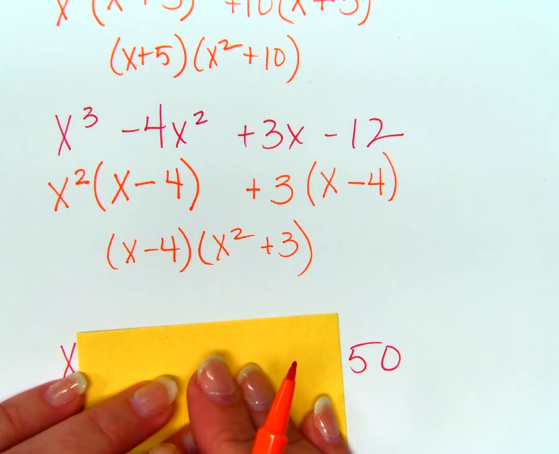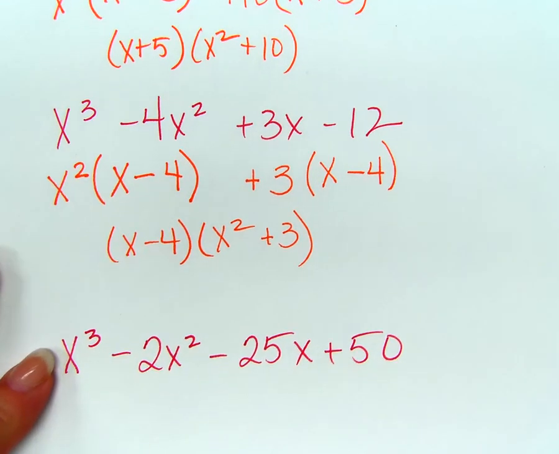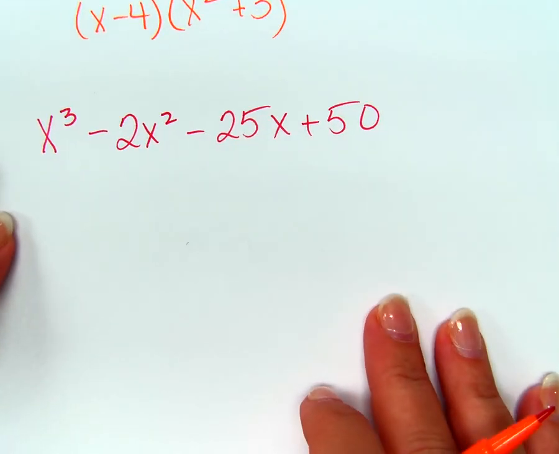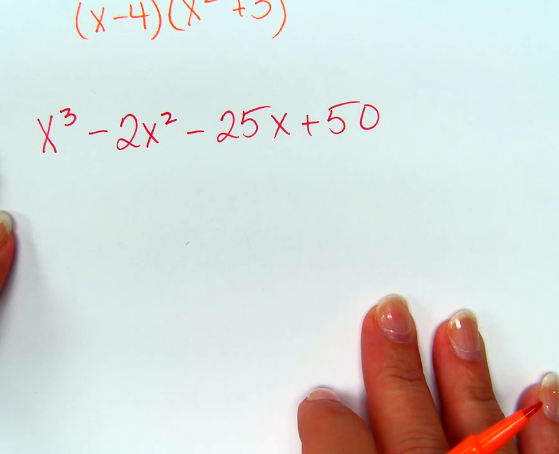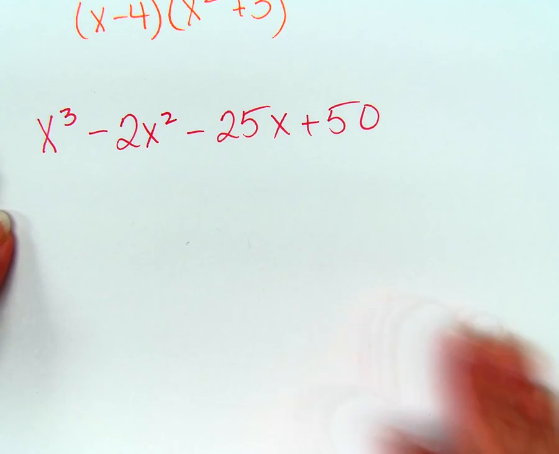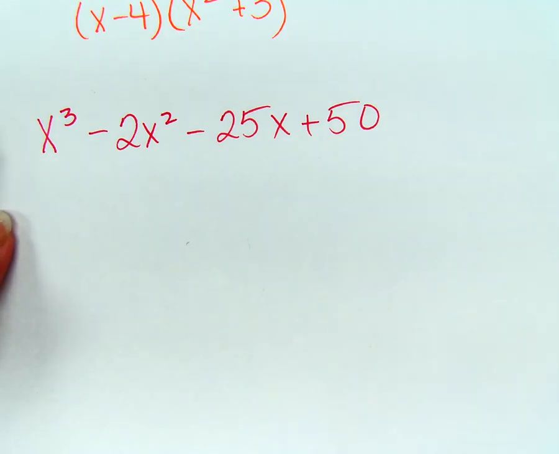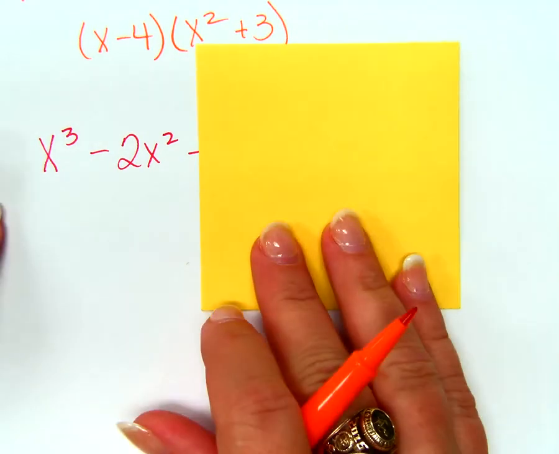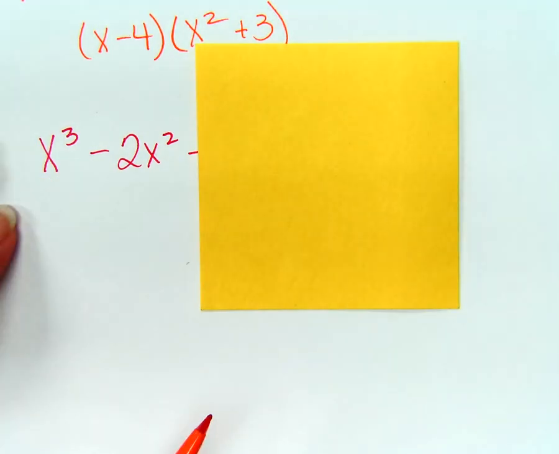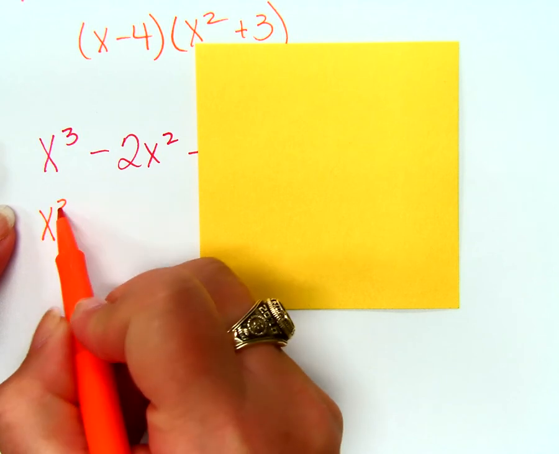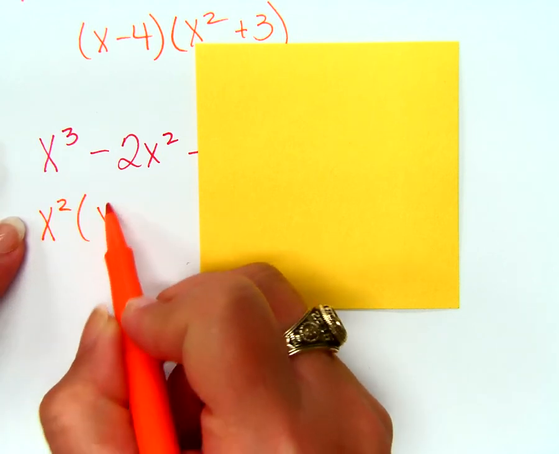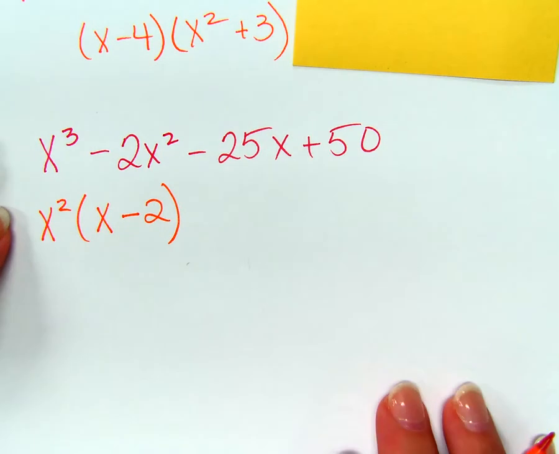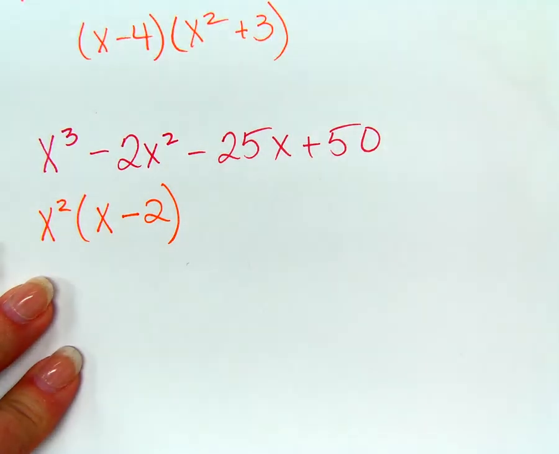Okay. One more. This is trying to trick you. I'm warning you ahead of time. You ready? Are you ready? Okay. Ignore the last two terms. Just look at the first two terms. What's common? X squared. What's left? X minus 2.